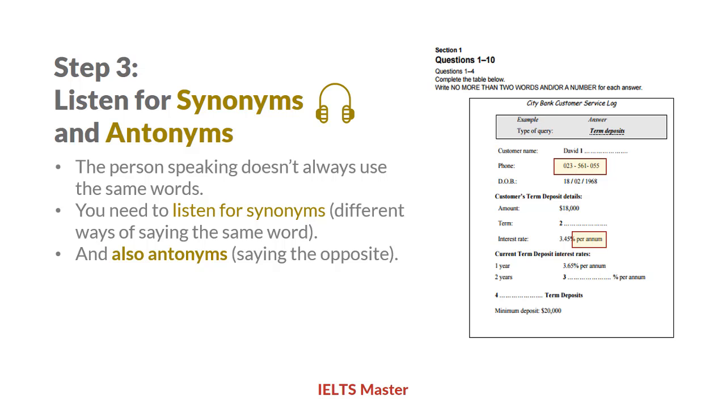Let's take a look at another example. Per annum down here. Now, per annum could also mean for each year. Per each year. So it's very possible that the speaker in this listening will say 3.45% each year.